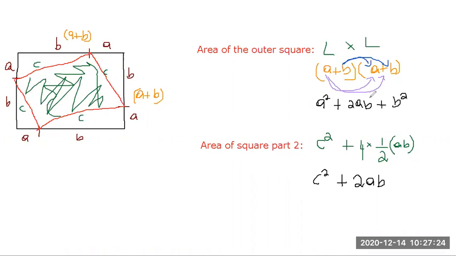Now, since these two are equal, the top one is the area of the outer square, and the bottom one is also the area of the big square. So I could set them equal. So I could say, c squared plus 2ab is equal to a squared plus 2ab plus b squared, right?